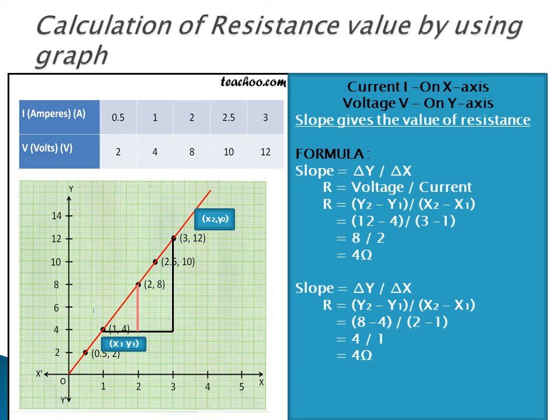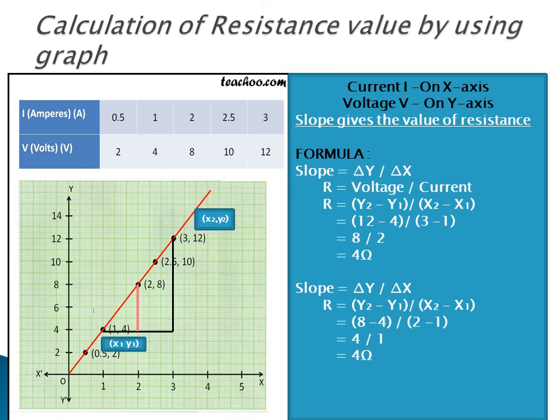Similarly, we can calculate another slope whose coordinates are 1 and 4, where 1 is x1 and 4 is y1, and the other coordinates are 2 and 8, where 2 represents the x2 value and 8 represents the y2 value. So again we put all these values in the given formula and we get the resistance value of 4 ohm.